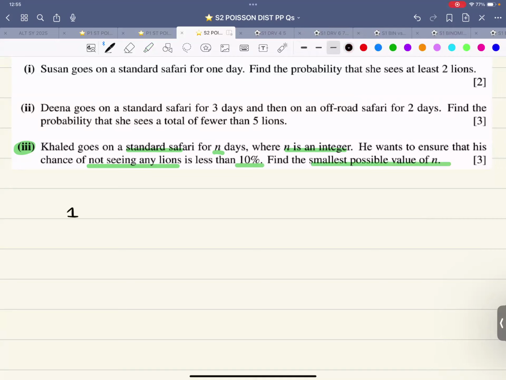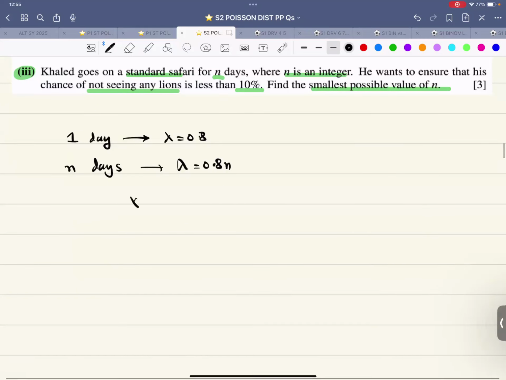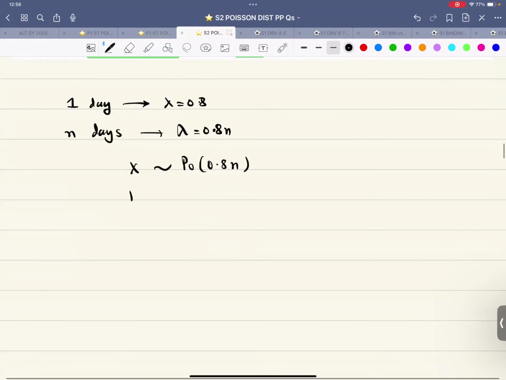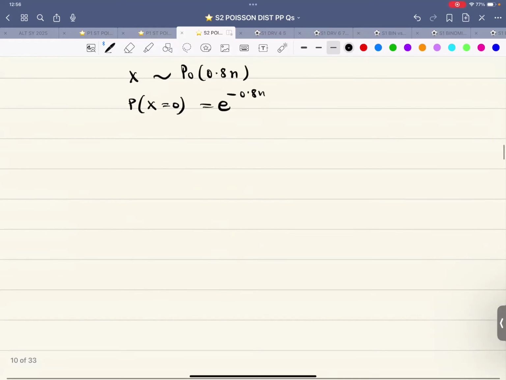Now, first of all, for 1 day, lambda equals 0.8. For n days, lambda will be 0.8n. So now we say X follows a Poisson distribution with 0.8n. And it says not seeing any lions, so probability X equals 0. That is e raised to the power of negative 0.8n, and that is less than 10%.